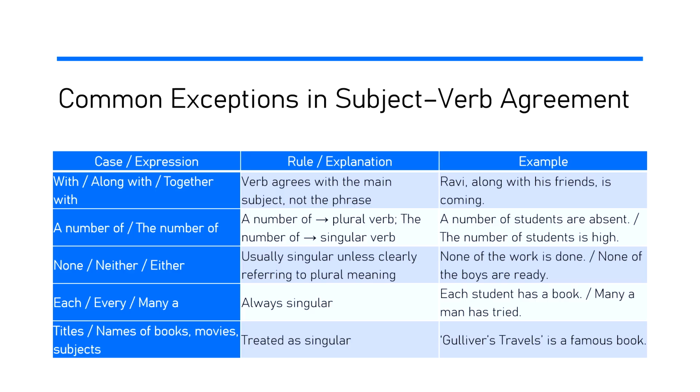So, in short, when you see tricky words like with, each, none, number, or titles, pause for a second, find the main subject, and then decide whether your verb should be singular or plural. That one small step can save you from losing marks on agreement questions.